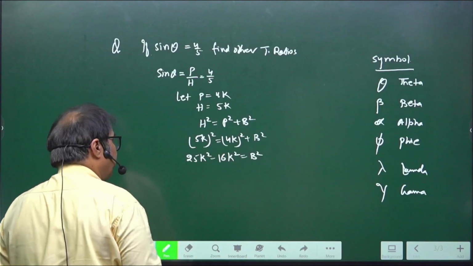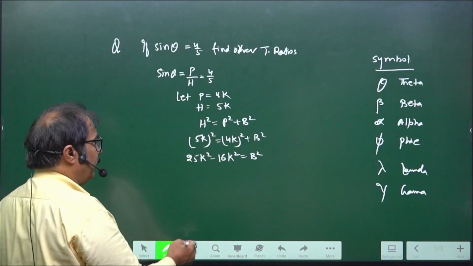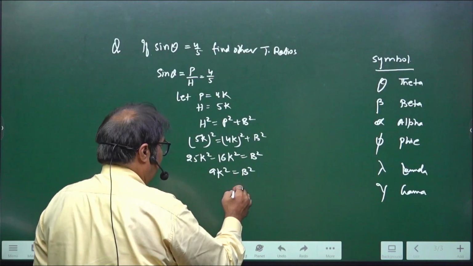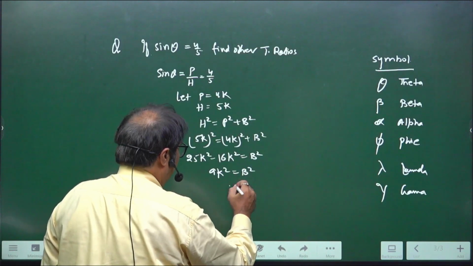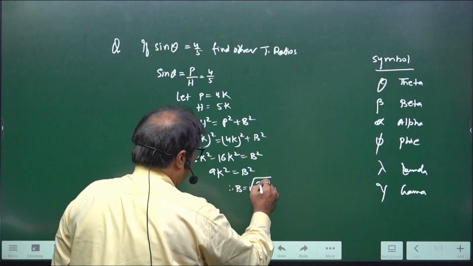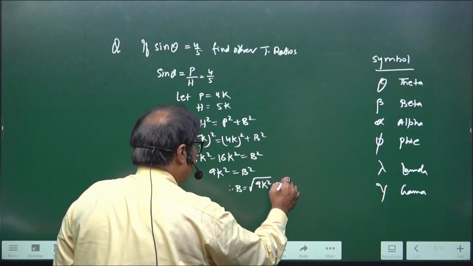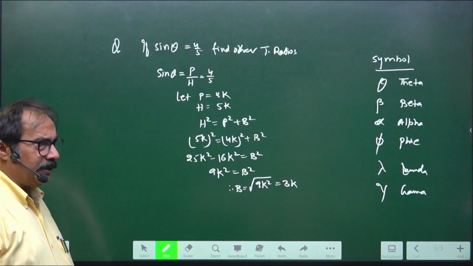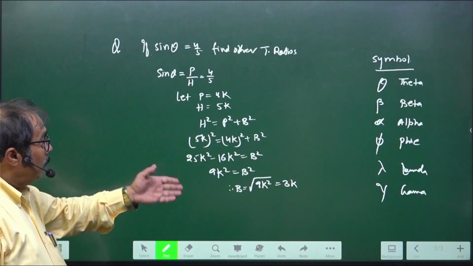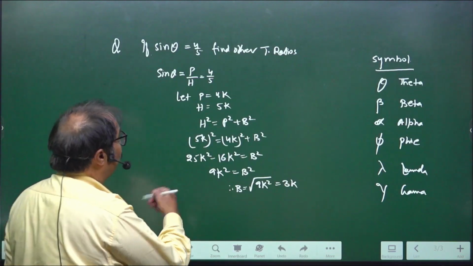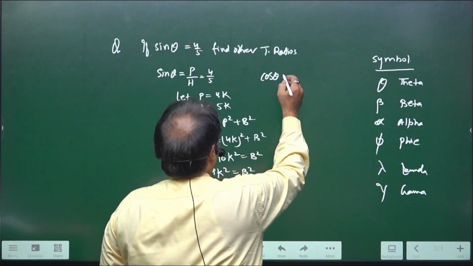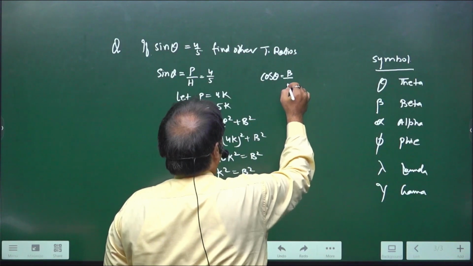So 25 minus 16, that is 9. So 9K square is equal to B square. Hence we got the value of base, root over 9K square, that is 3K. So we got the value of base. After getting the value of base, now find cos theta. Cos theta is the ratio of B by H.